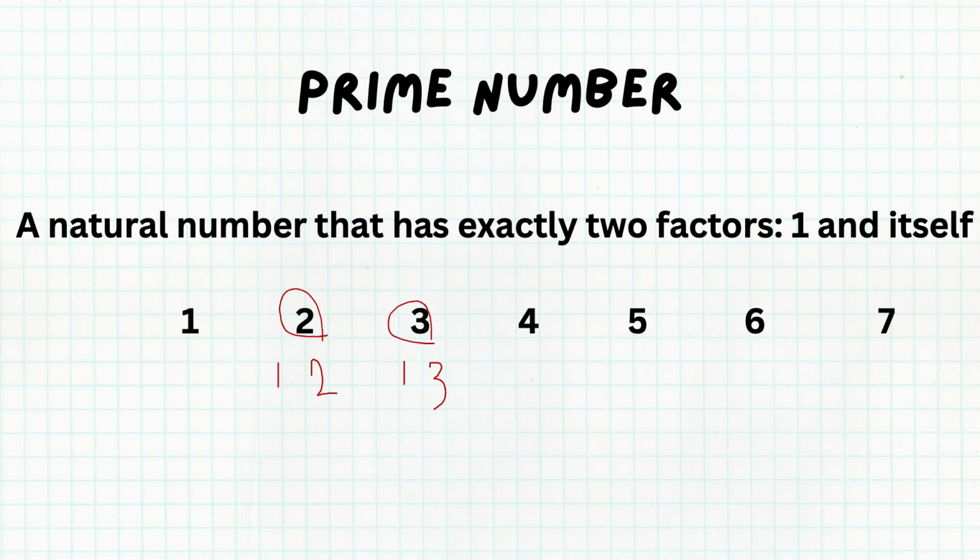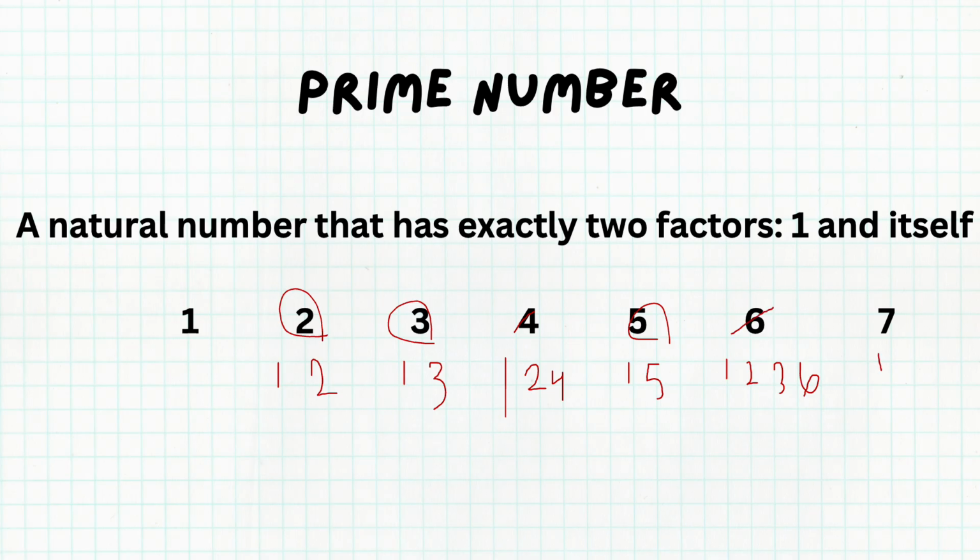What about 4? 4 actually has another extra factor, which is 2. 4 can be divided by 2, so we cannot say that 4 is a prime number. What about 5? 1 and itself, 5. It can only be divided by 5, so this is a prime number. And 6 can be divided by 1, 2, 3, and 6. So 6 is not a prime number.